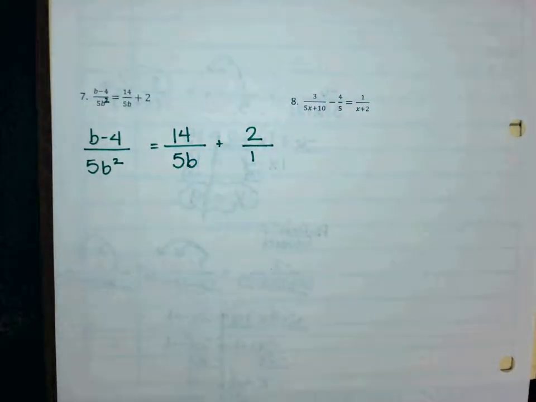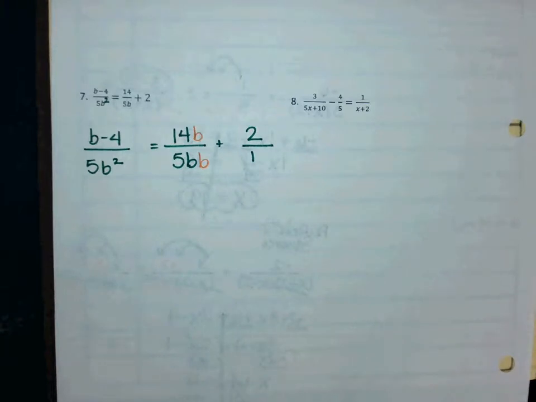Okay, so look at the bottoms. They all have to match each other. What does the 5b need? Okay, it needs a squared, but how am I going to get a b squared? By putting another b. Yeah?